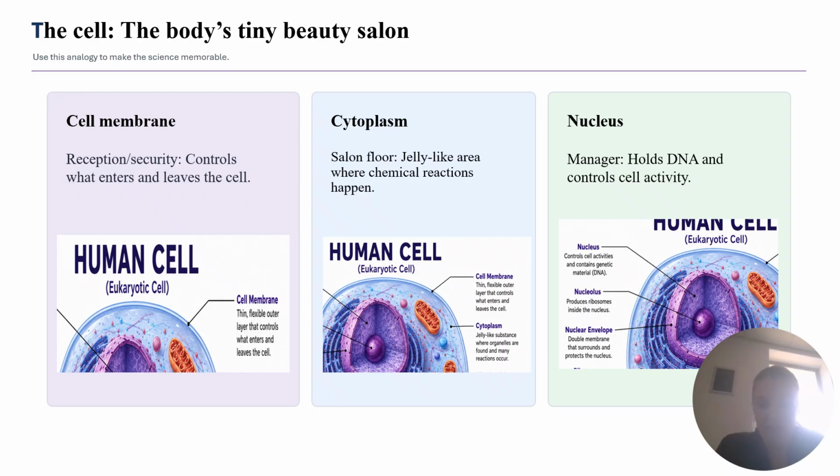So the cytoplasm causes a chemical reaction. All right. The nucleus is the manager. The nucleus is the main part of your cell. It holds the DNA and controls the cell's activity. So it has all the coding.